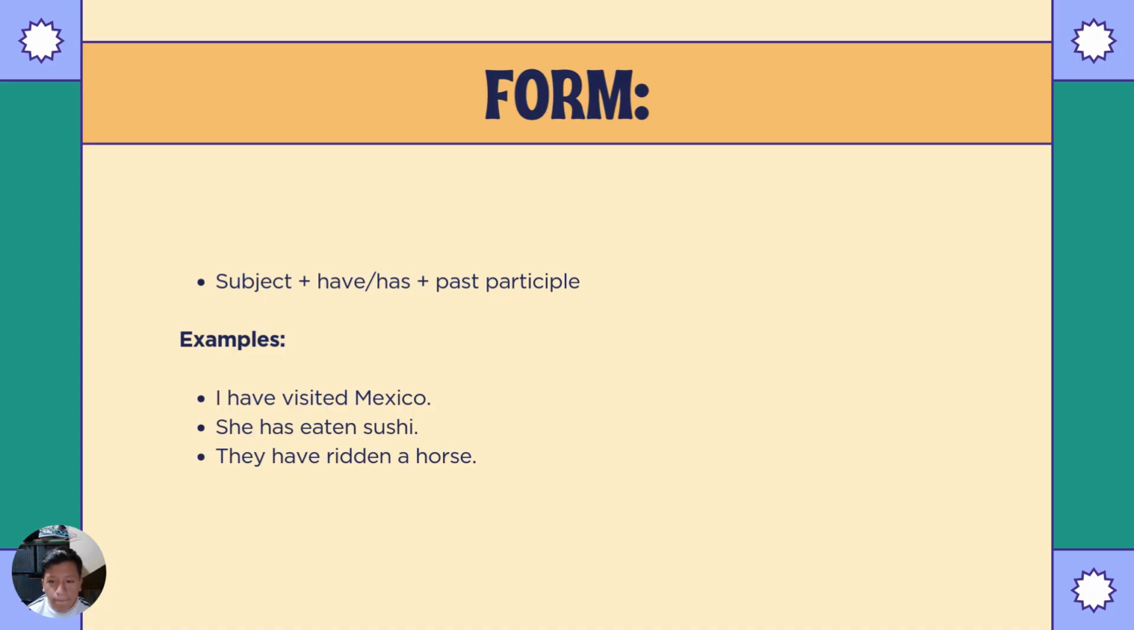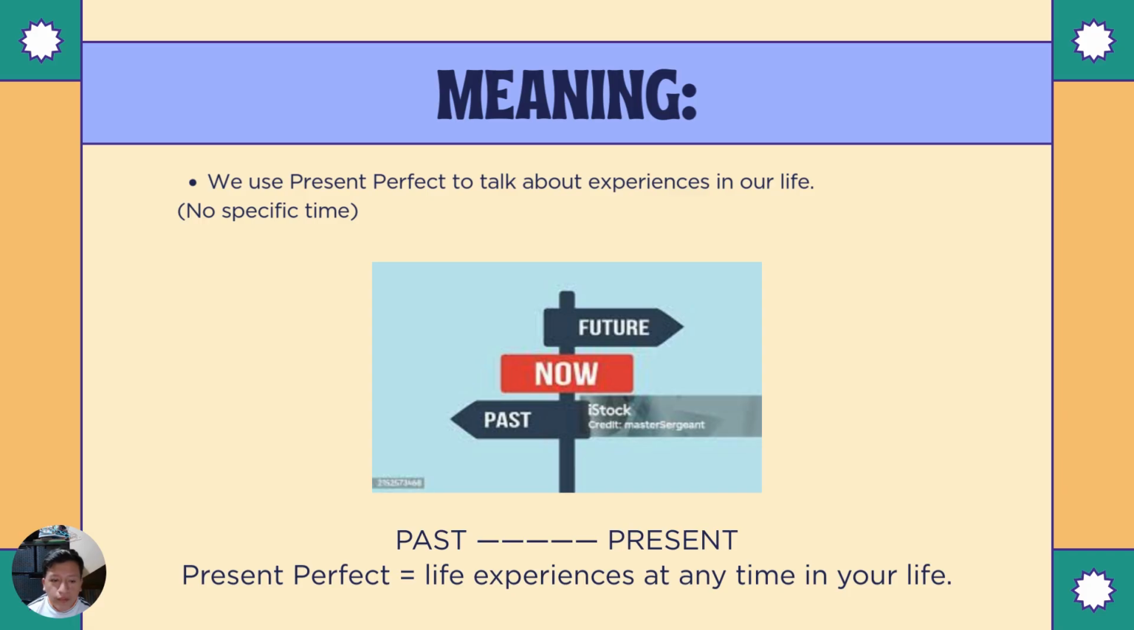Here I explain the meaning of the tense. We use the present perfect to talk about life experience, something that happened at some moment in your life, but we don't say exactly when. To make it clearer, I show a simple timeline, past and present. The idea is that the experience is connected to the present.